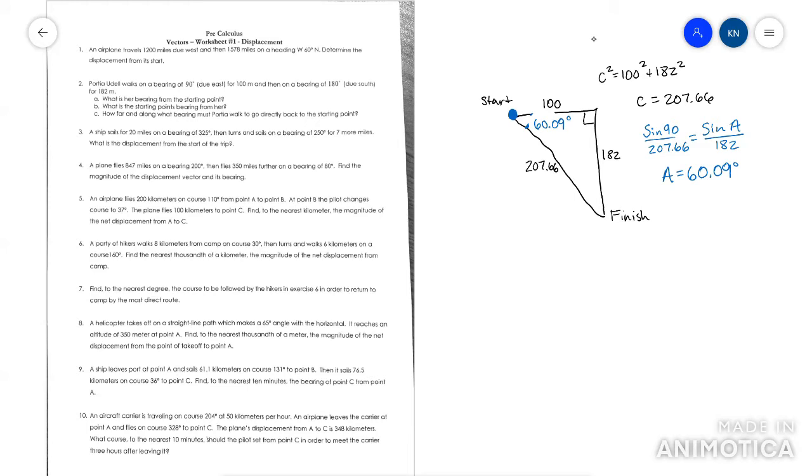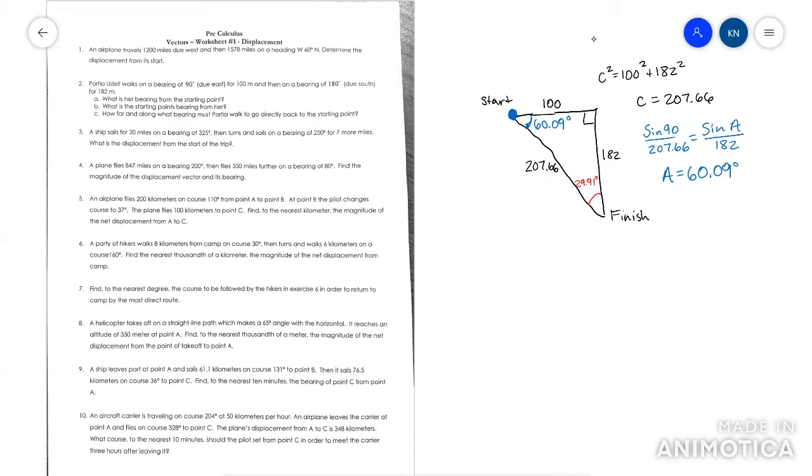Let me fix this triangle. Now that I know that, and I know this angle, I can get this red angle here, which is going to be 29.91 degrees. Okay, so I have the triangle fully solved, so that's a good start.